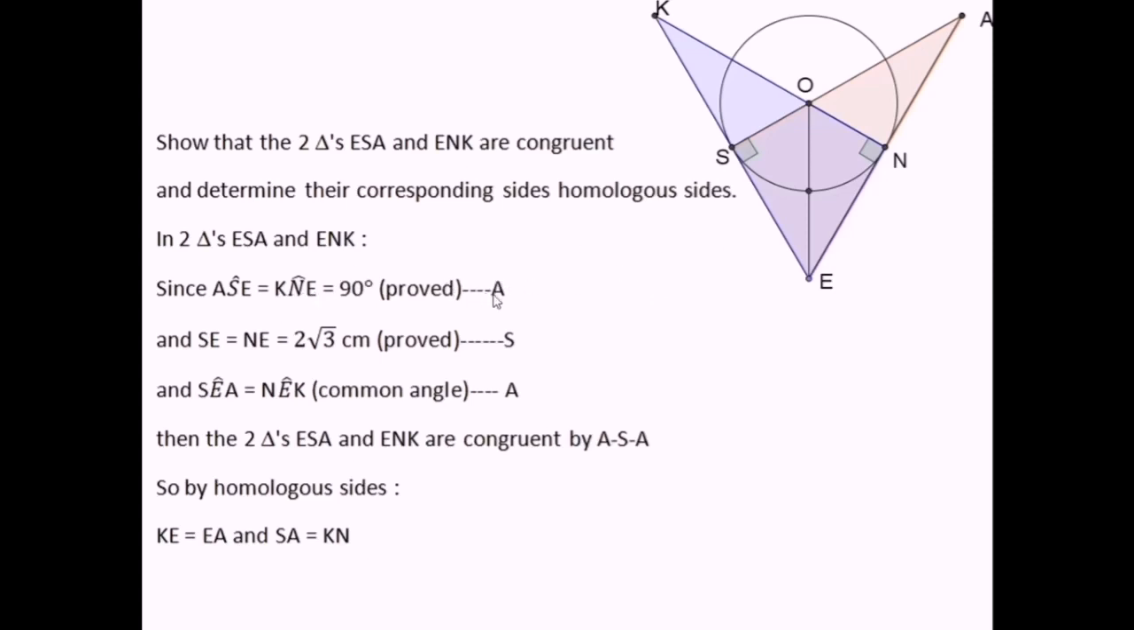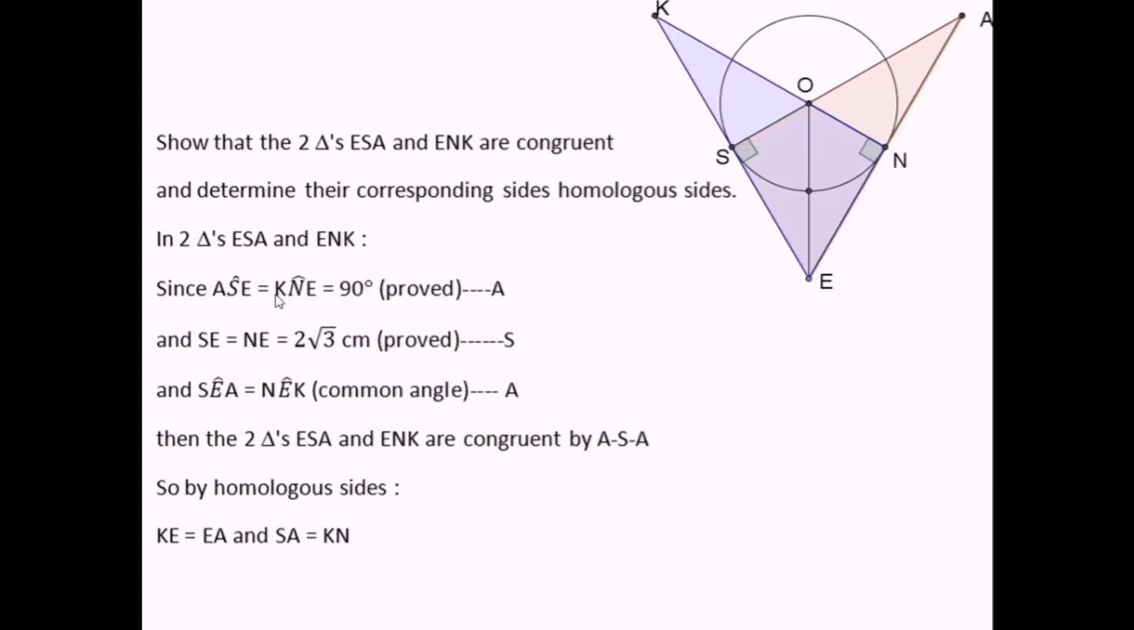And what are these two equal sides? They are the opposite of these angles. So you put your hand here. This is the angle S. The opposite of it is AE. And here the angle N. The opposite of it is KE. So AE is equal to KE.